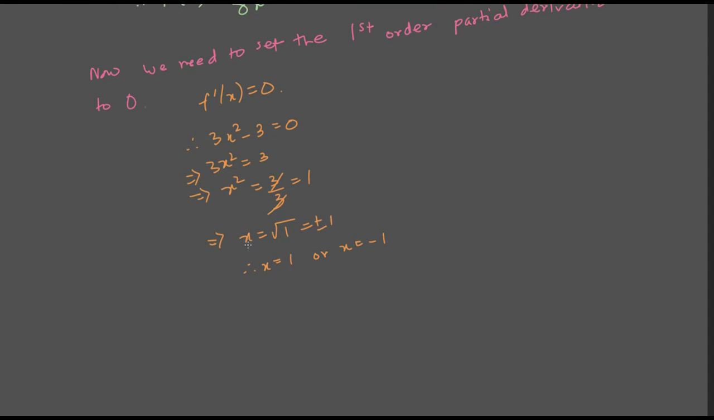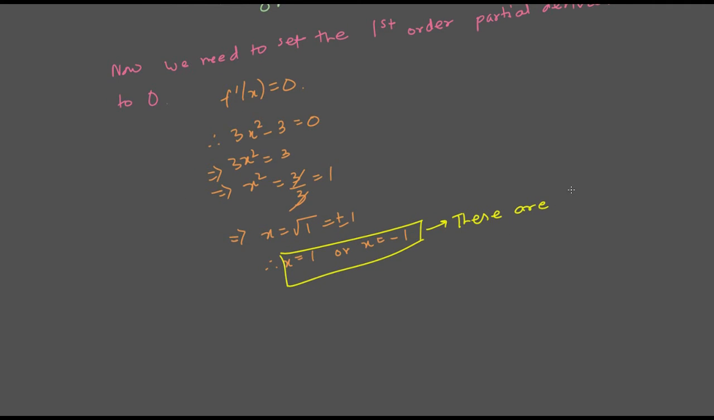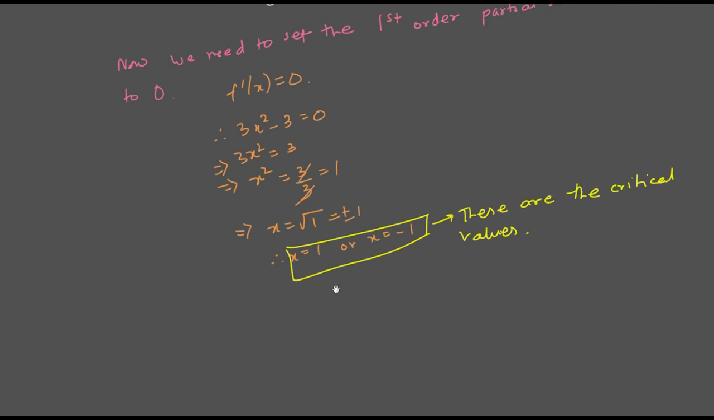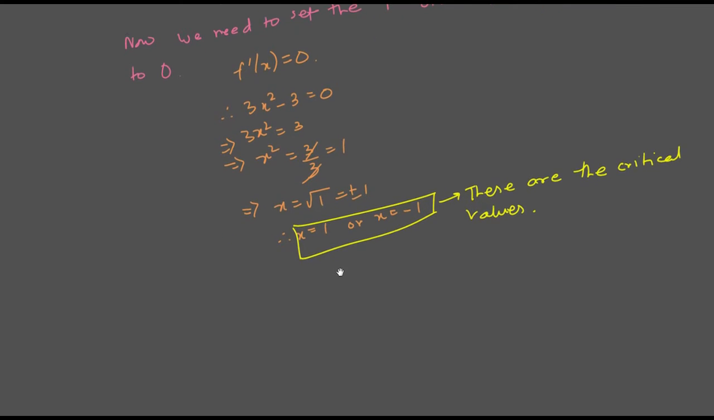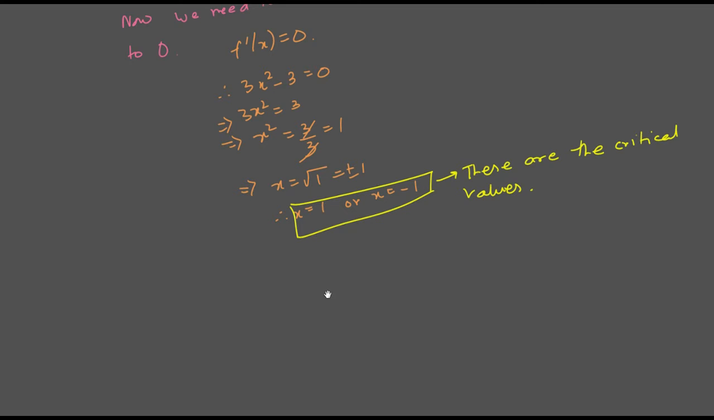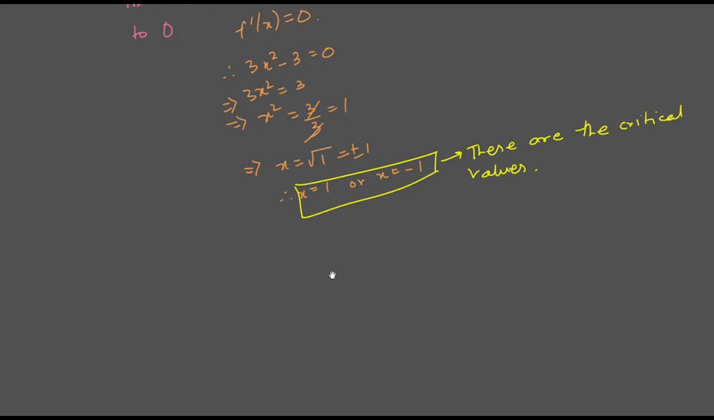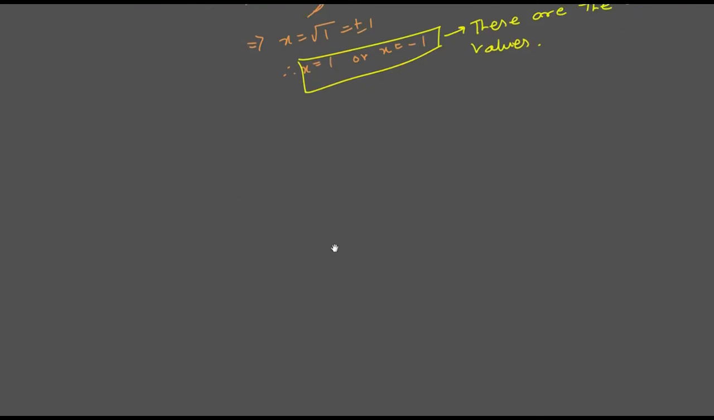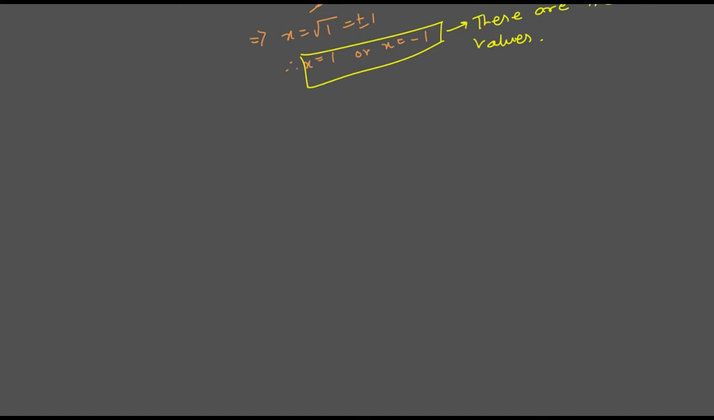We get the critical values. These are actually the critical values. Next, step 2: as we know, to find the inflection point, we need to find the second order partial derivatives, right? So we need to find the second order partial derivative.